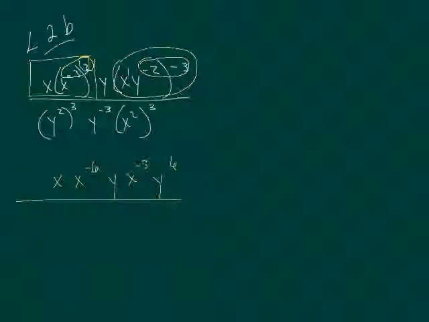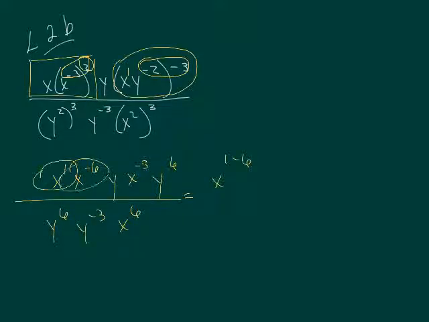Now we're going to go on the bottom and do the same thing, and we're going to get y to the 2 times 3, y to the negative 3, because there's nothing being done there, and our x squared cubed is going to be 2 times 3 is 6. Now let's start combining. So we've got an x to the 1, which is right there, minus 6, which is right there, minus 3, which is right there. Then we've got y to the 1, which is there, plus 6, which is there. And we're done with the numerator.